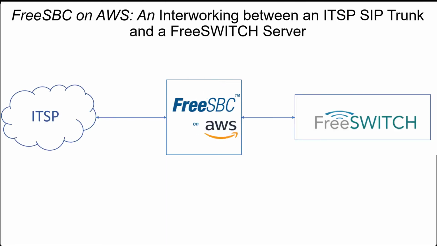In this video presentation, FreeSBC on AWS is configured to enable traffic between a SIP trunk and a FreeSWITCH server. Note that FreeSWITCH is shown as an example, but it is important to note that the configuration process is virtually the same for all soft switches or IP PBXs. This same process also applies to ProSBC.